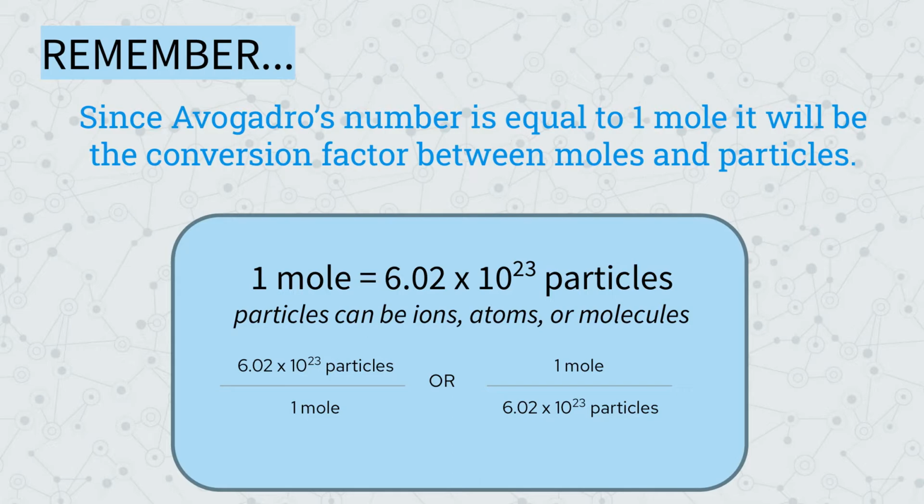Recall, since Avogadro's number is equal to 1 mole, it will be the conversion factor between moles and particles. So 1 mole is equal to 6.02 times 10 to the 23rd particles. Particles can be ions, atoms, or molecules. So we can write our conversion factors as 6.02 times 10 to the 23rd particles over 1 mole, or 1 mole over 6.02 times 10 to the 23rd particles.